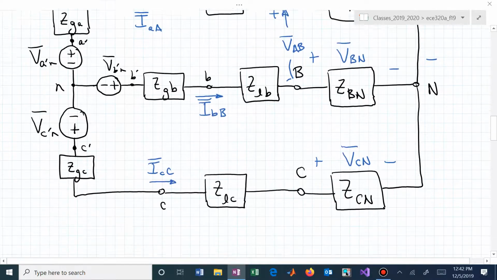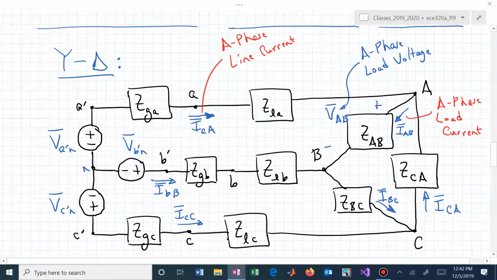And now, let's say we had a Y delta. Now things just flip. The A phase load voltage, which is V sub capital A capital B, that's the same as your line voltage at the load, because it's the voltage across that A phase impedance. Contrast that now with the current. Our line current, which is still I sub little a capital A, now gets divided differently at the load, so that our A phase load current, the current going through the A phase of the load, that's I sub capital A capital B, is not the same as I sub lowercase a capital A.